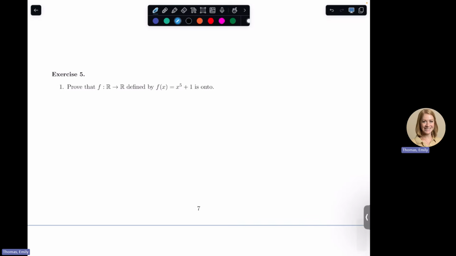Okay, let's do this. To do onto proofs, we're gonna pick a y in R. This is our codomain. It is arbitrary. And we want to find the x that maps to it. We want to find x in X such that f of x equals y. R, that x should be an R. You with me? This is in your domain.